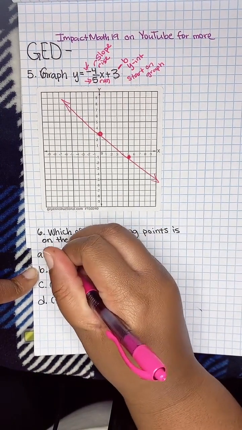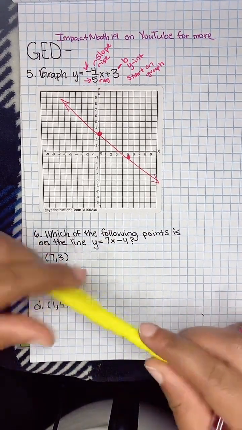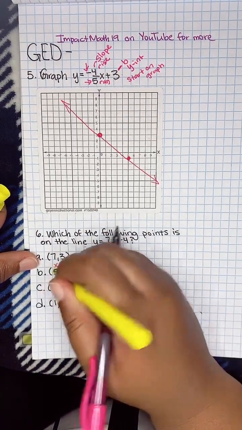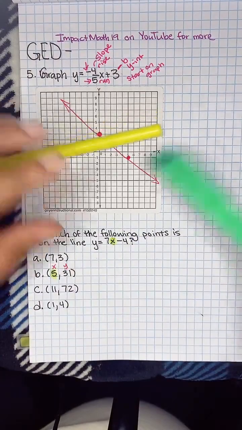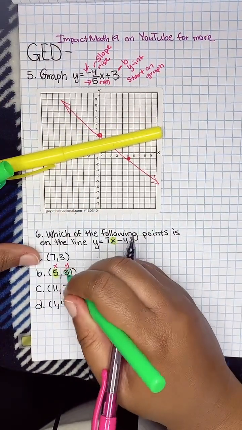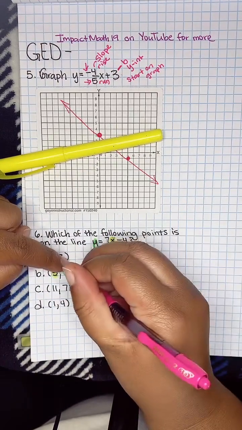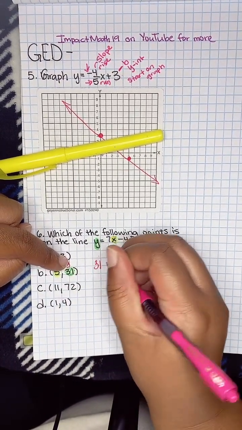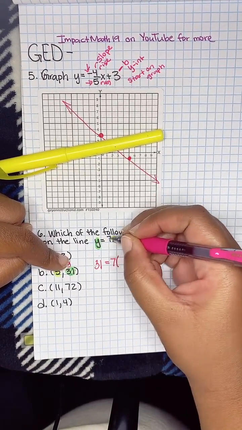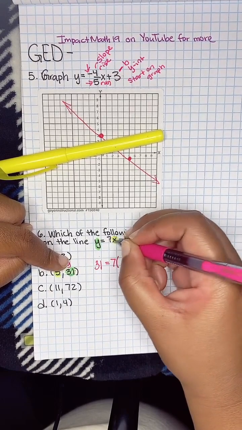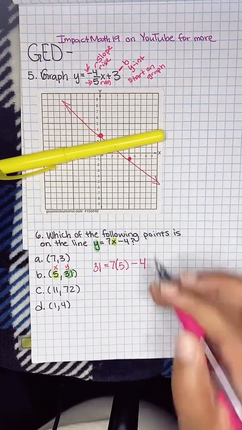So this is an X and this is a Y. I'm going to use the answer choices they gave me and plug in. So I'm going to plug in my X here, and then plug in this 31 for my Y. So I'm going to put 31 equals 7 times. Remember, whenever a number is attached to a variable, the operation is multiplication. So I do 7 times 5 minus 4.